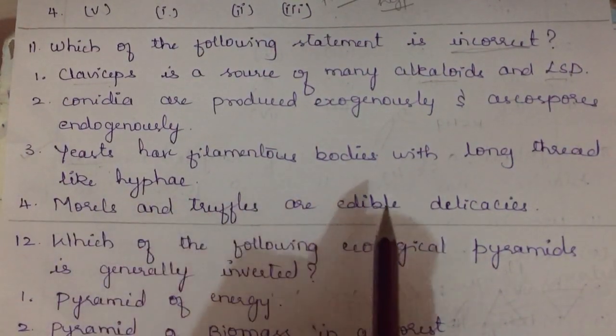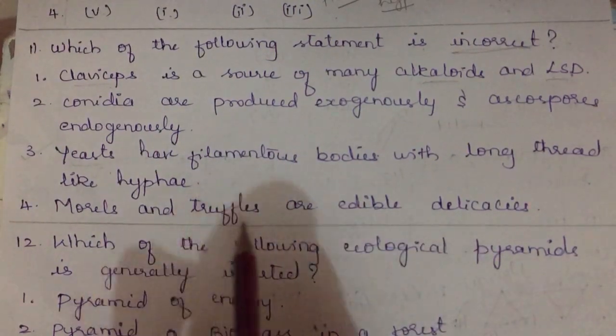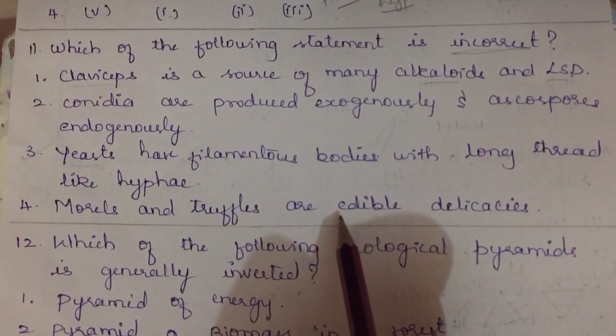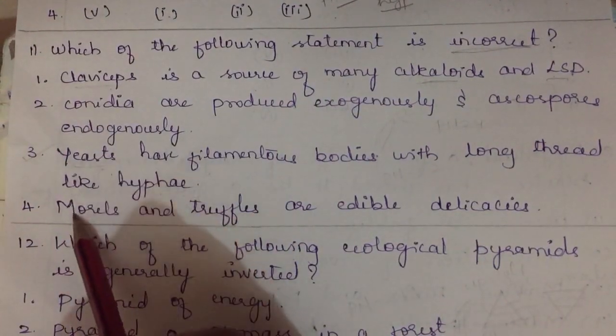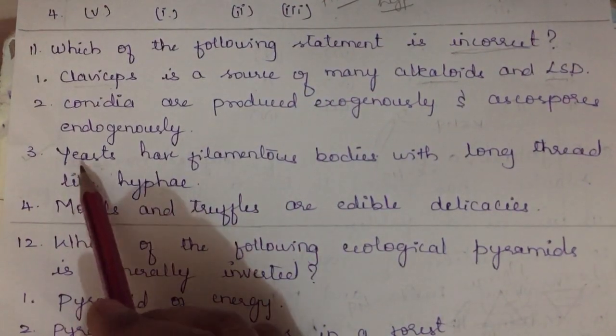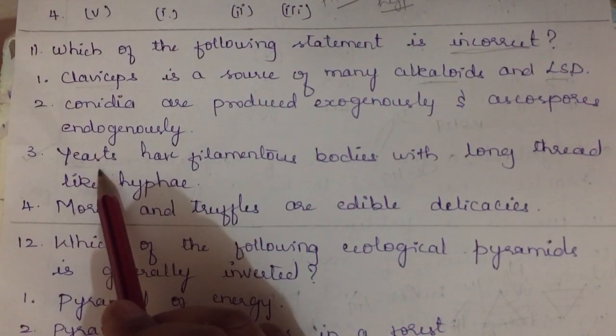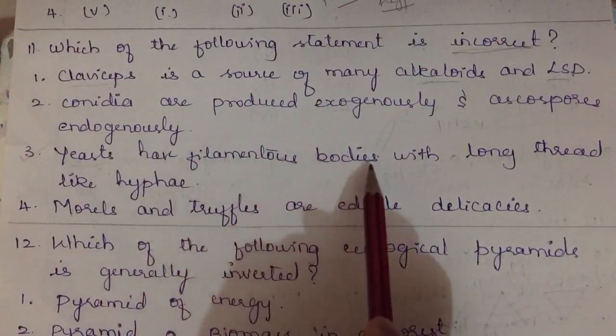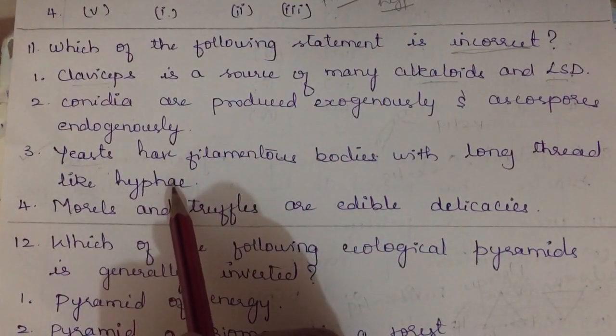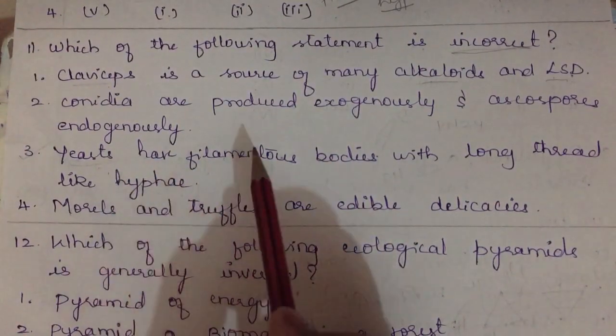Morels and truffles are edible delicacies. Yes, these are edible delicacies which are used as food items. Okay. Now you can find first, second and fourth statements are correct. Only the third statement is incorrect. Why is it incorrect? It has to be except yeast, all fungi have a filamentous body with long thread-like hyphae. But here they have given yeast have filamentous body.